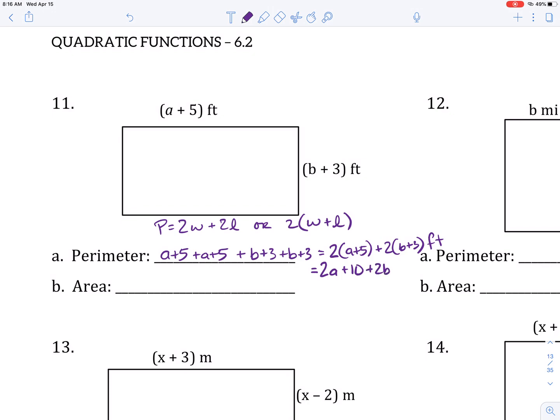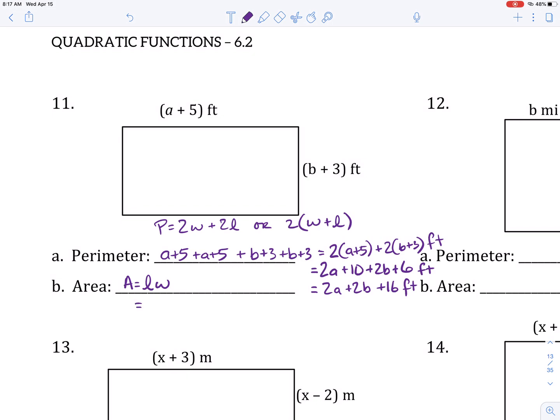Distribute the 2's into the parentheses there. And then from here we can actually combine like terms, right? We have 2a plus 2b plus 16 feet. That's another way that you could do it. Either one of those ways I think are going to be acceptable as long as you use the appropriate units, which is feet. The area, of course, is length times width for a rectangle.